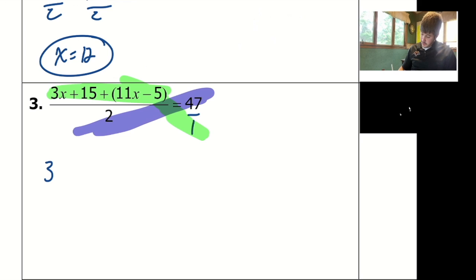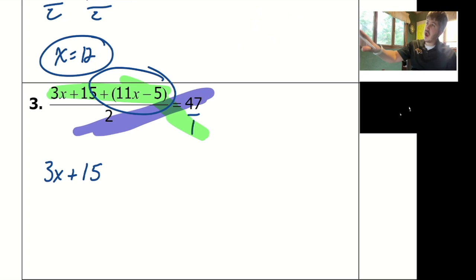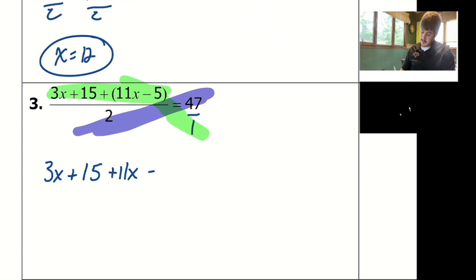So you're left with 3x plus 15. And then as I look right here, I see a positive in front of parentheses. You don't need to distribute. I mean, technically you are distributing, but this is a case where you can drop parentheses because there's a positive in front of there. So it's positive 11x minus 5 equals, cross multiply the other side, and we get 47 times 2, which is 94.